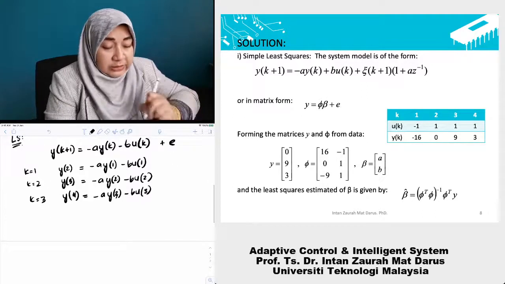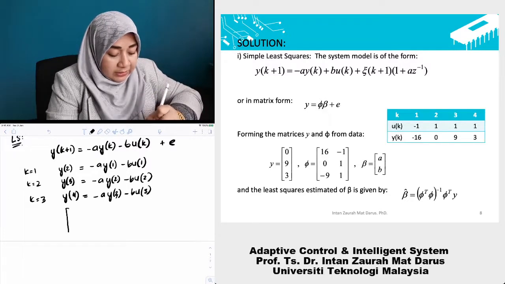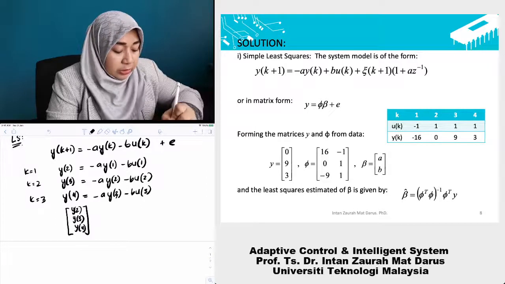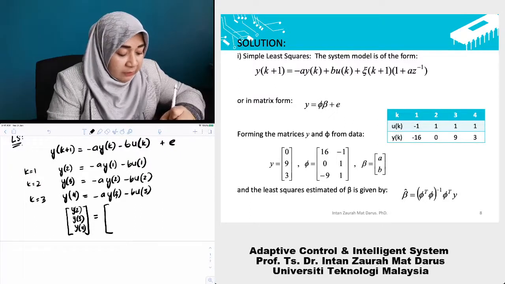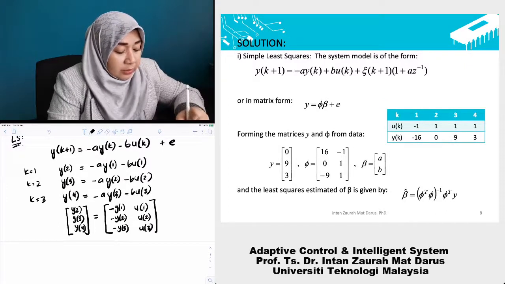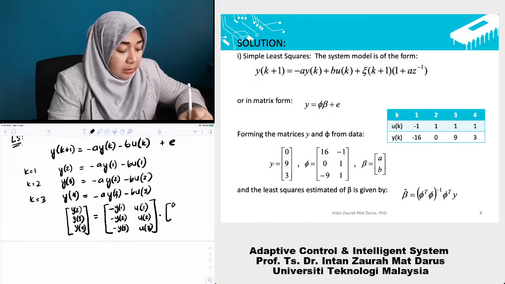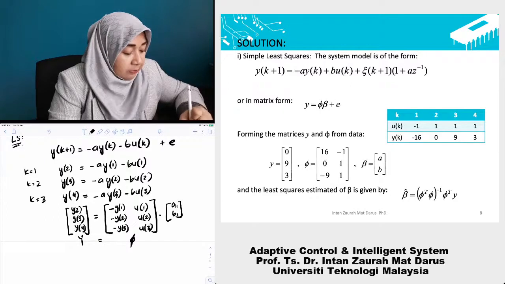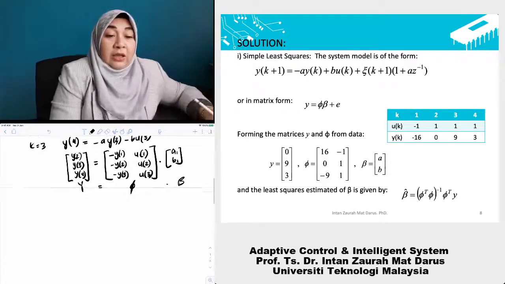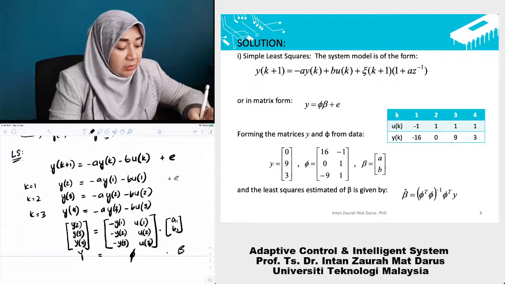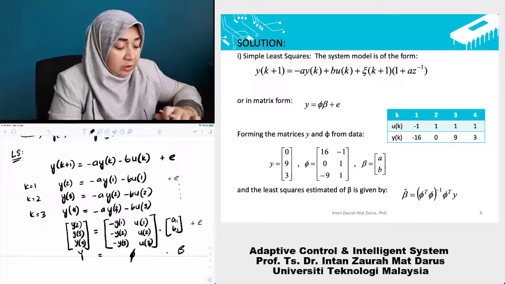So I'm going to put this in matrix form, where I have y2, y3 and y4, and then I'm going to introduce the phi matrix, where I have negative y1 and u1, negative y2 and u2, negative y3 and u3. This is multiplied with my parameters a1 and b1. I'm going to call that the y matrix, this the phi matrix, and this the beta matrix. So using this y equals phi multiplied by beta matrix form, somewhere here I will have the plus error, and this one also plus error, but I'm going to ignore the error part.